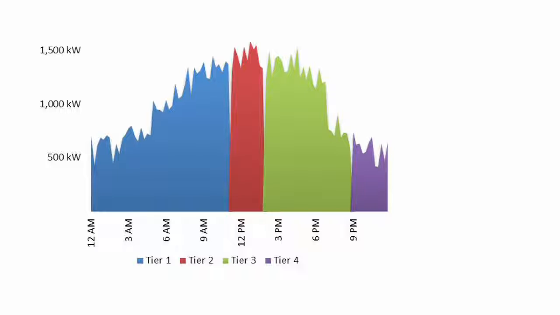Finally, here's a house being billed under the tiered rate structure. This blue area represents usage in Tier 1, Tier 2 usage is the red area, Tier 3 is the green area, and the purple area is Tier 4. Now let's multiply the tiered rates by the tiered usage.